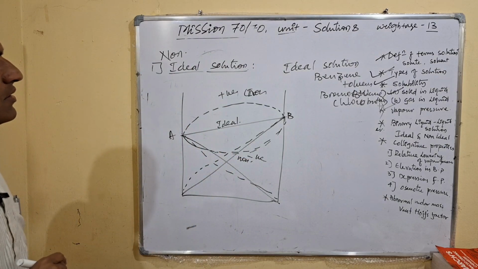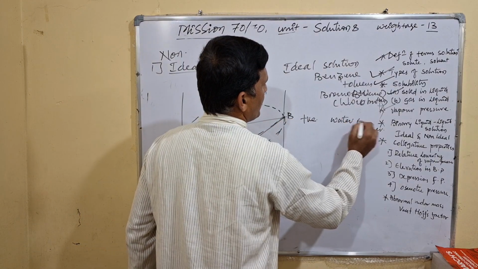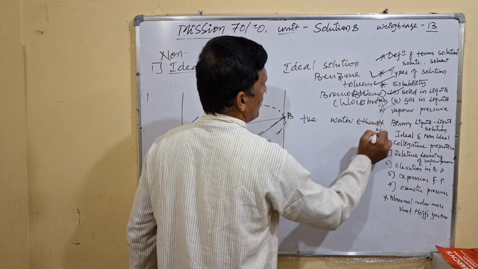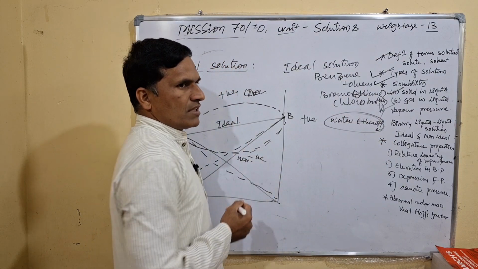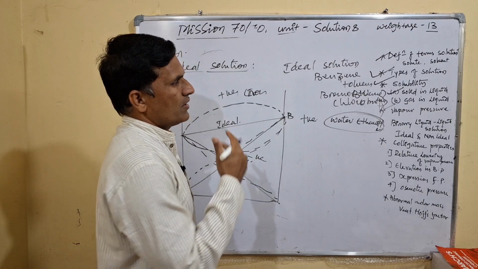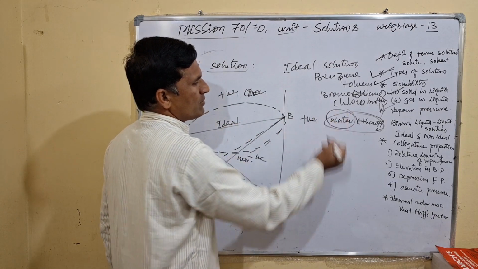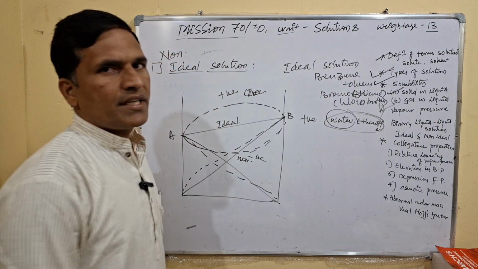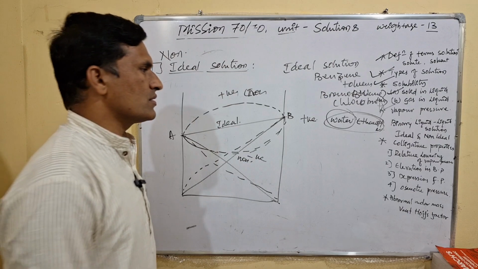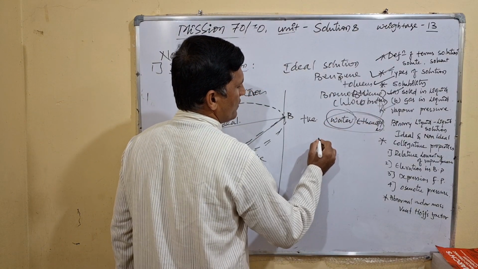Okay, so example for positive deviation, water and ethanol. These are going to show very high positive deviation from Raoult's law. So what is the reason for that, they may ask. So there what happens, the hydrogen bonding which are present in the water molecule is being broken by the ethanol molecule, leading to what? Escaping of the water molecules to greater extent. Okay, so that is an example for positive deviation.